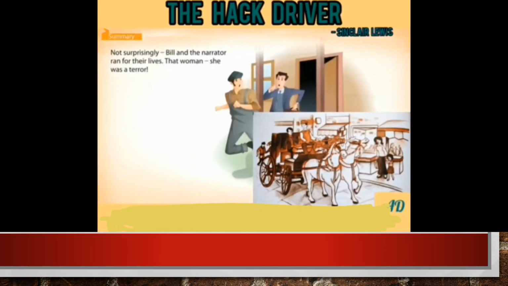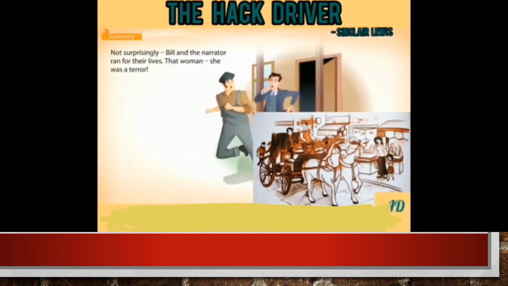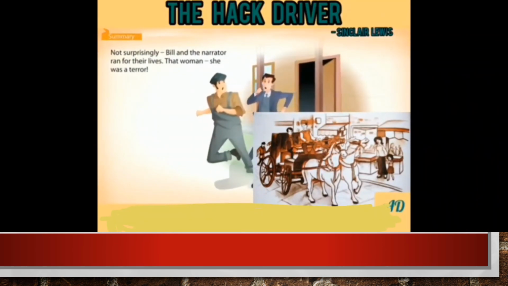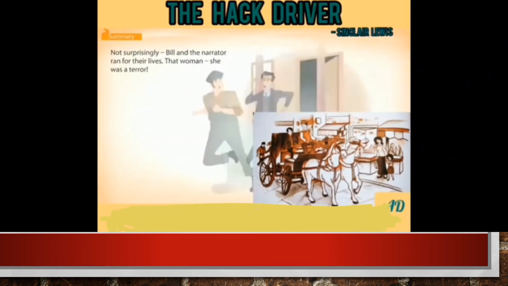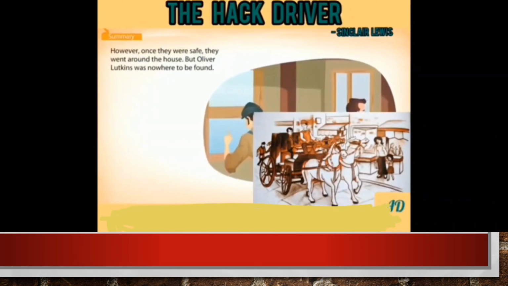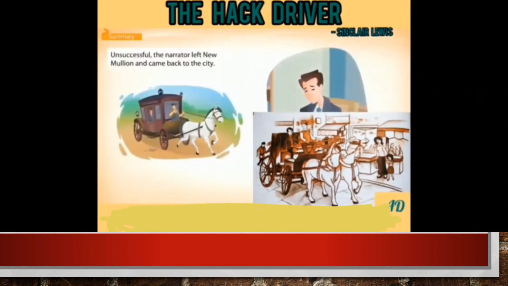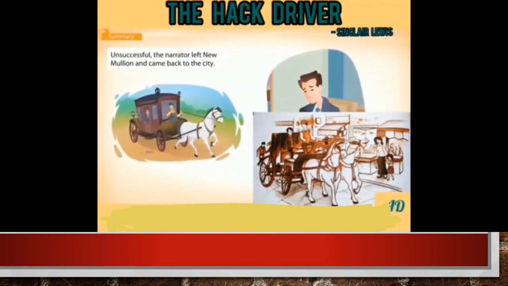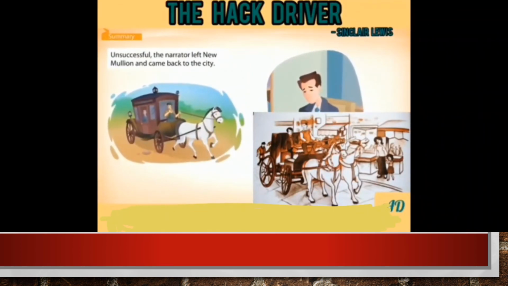Not surprisingly, Bill and the narrator ran for their lives. That woman, she was a terror. However, once they were safe, they went around the house, but Oliver Lutkins was nowhere to be found. Unsuccessful, the narrator left New Mullion and came back to the city.